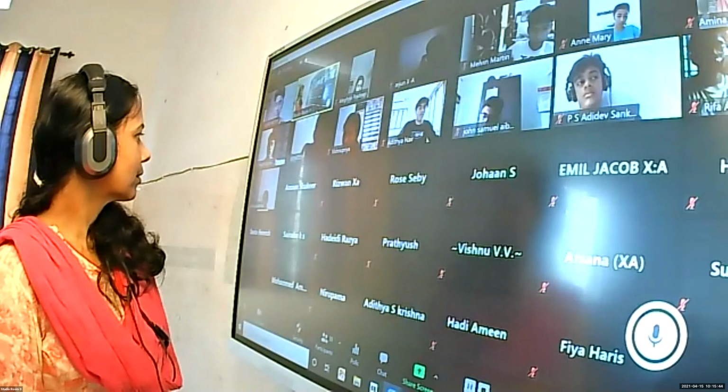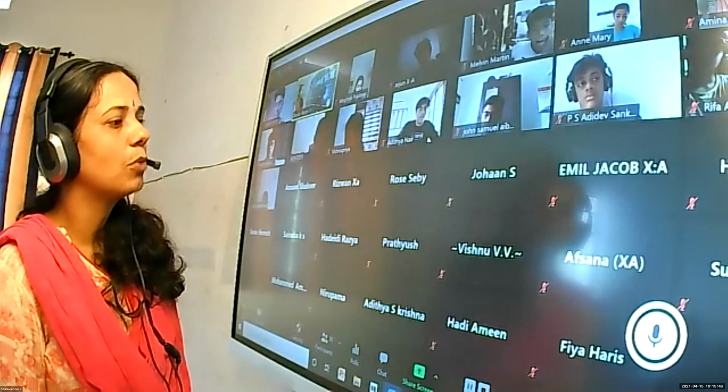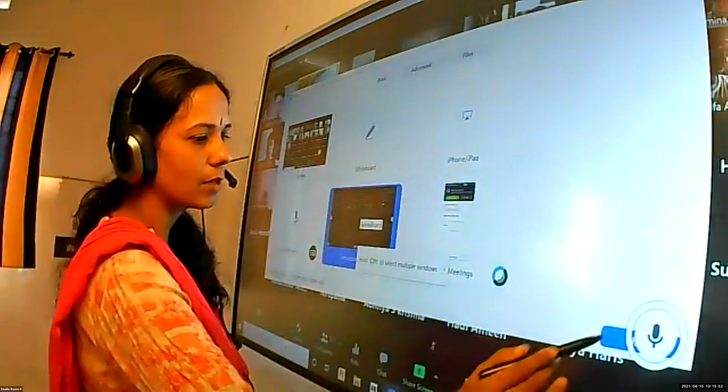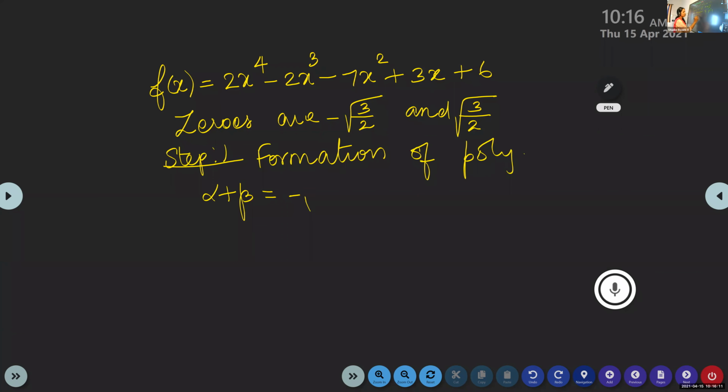Formation of quadratic polynomial. Very good. So in step 1, we are going to form the quadratic polynomial. Step 1, formation of polynomial. In order to form the polynomial, we find out what is alpha plus beta and we find what is alpha beta.